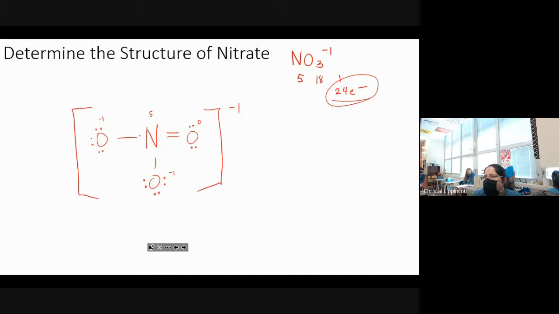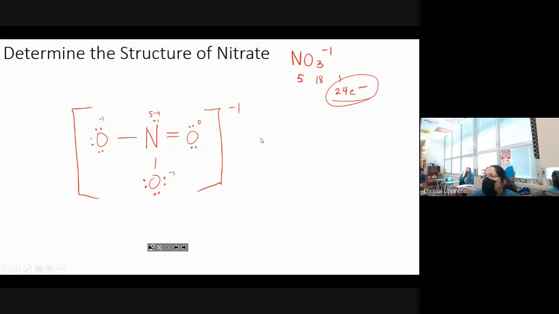For nitrogen, 5 is what it should have. It has 1, 2, 3, 4, so it is a positive 1. Okay? So these two cancel each other out, and that leaves this one remaining to give the overall -1 charge.